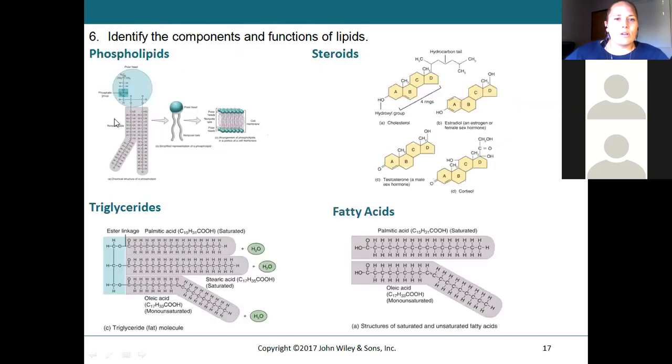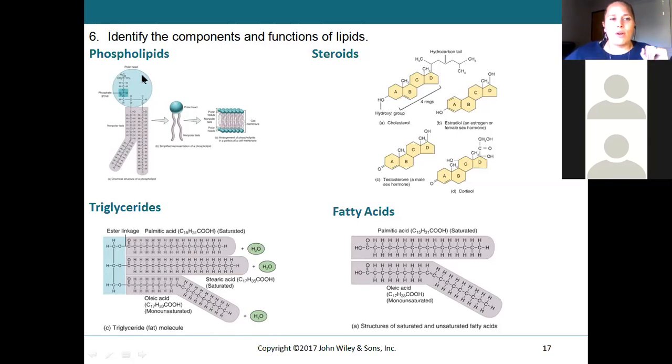This is a good slide showing you the different structures of each of these. The phospholipids here, we can see, have a hydrophobic tail and a hydrophilic head. That tail has those long chains of fats. All of them have hydrogens on them. It's very, very, very nonpolar. Because it's nonpolar, it's hydrophobic. It does not want to be around water.